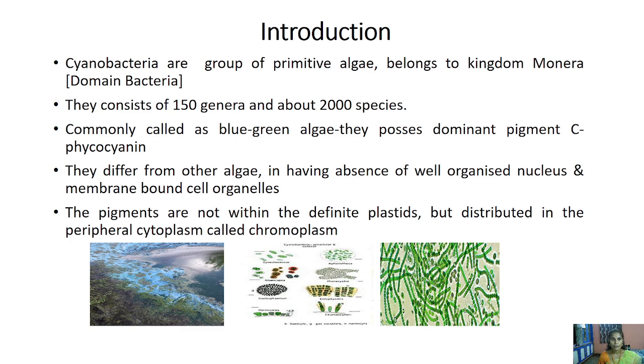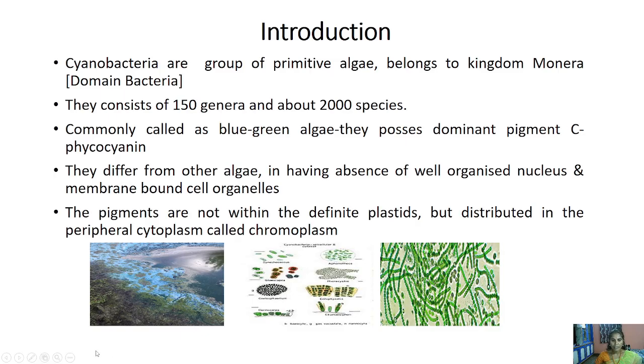They consist of 150 genera and about 2000 species, which are commonly called blue-green algae, since they possess a dominant pigment called C-phycocyanin, which imparts characteristic color to the colony. They differ from other algae in the absence of a well-organized nucleus and membrane-bound cell organelles. Hence, the pigments are not within a definite plastid as in higher algae, but are distributed in the peripheral cytoplasm called chromoplasm.